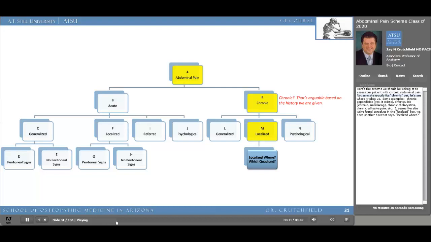It seems like we found ourselves in the localized box, but we need another box that says localized where, which quadrant. How does that affect our diagnosis? So just keep an open mind.